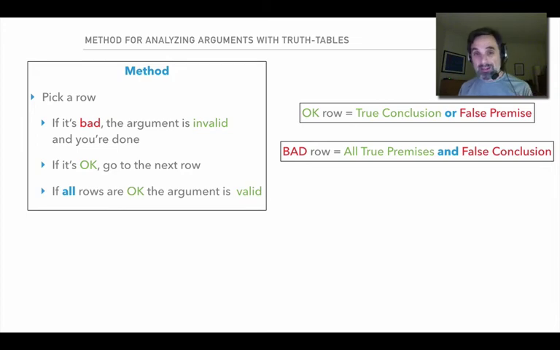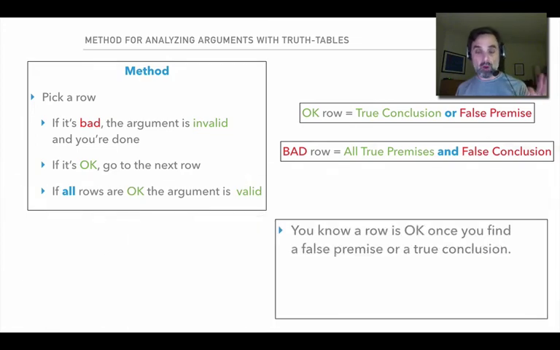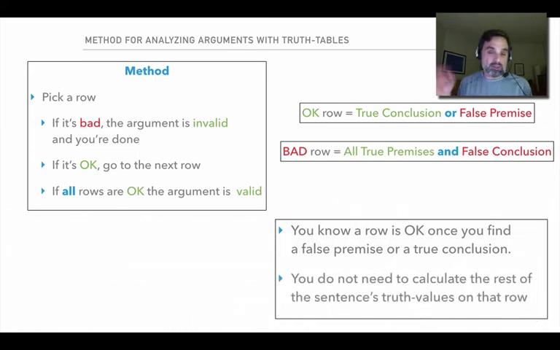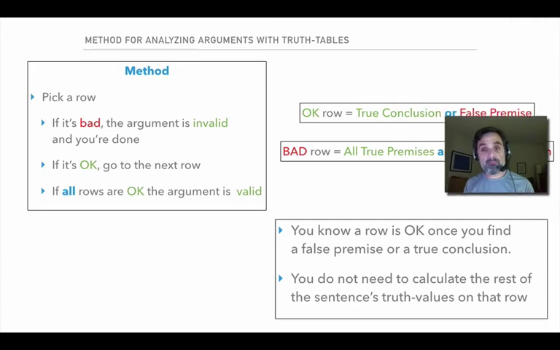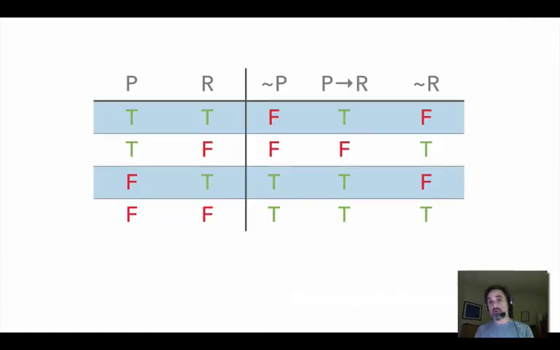And just to be clear about checking for okayness, once you find a false premise or a true conclusion, you're done with the row. You don't need to determine all the truth values on the row. Once you know it has at least one false premise or a true conclusion, you know it's not a counterexample row. You don't care about the rest of the truth values on the row. So this is what a completed truth table would look like, if you did the whole table for the argument we were looking at earlier.